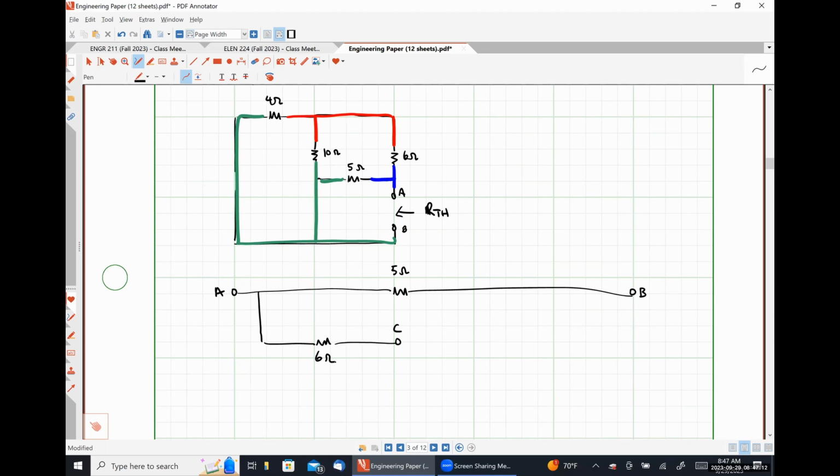And then, oh, I'm calling C this red node. And then I can go from C to B through either the 4 ohm resistor or the 10 ohm resistor. Sorry, I put 40 instead of 4.